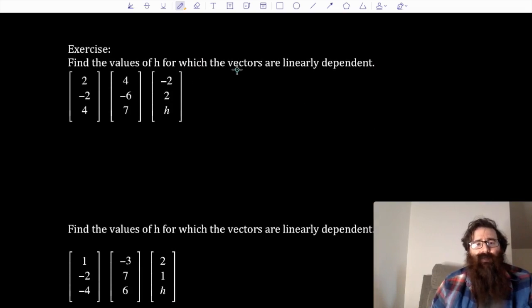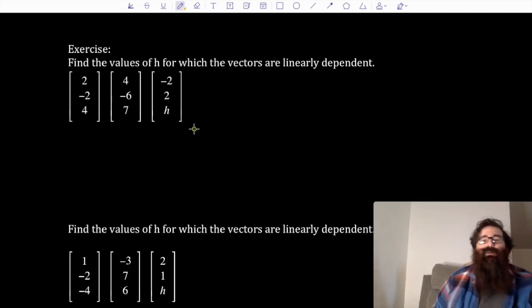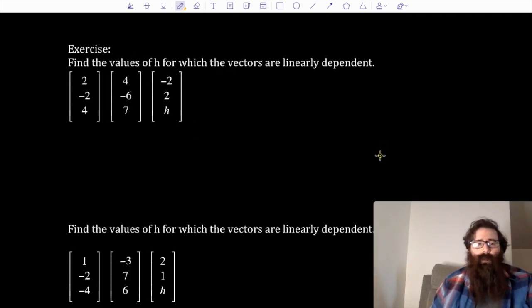Find the values of h for which the vectors are linearly dependent. This is another one that I think you can solve by inspection. Let's solve it by inspection first, and then let's see if we can corroborate it with some work. If you notice, looking at these vectors, and if you stare at them for a while, that the first and the third vectors look eerily similar, we'd say, well, 2 to -2, -2 to +2, 4 to h. H should really be -4. And if h was -4, then I'd have that dependency relation.